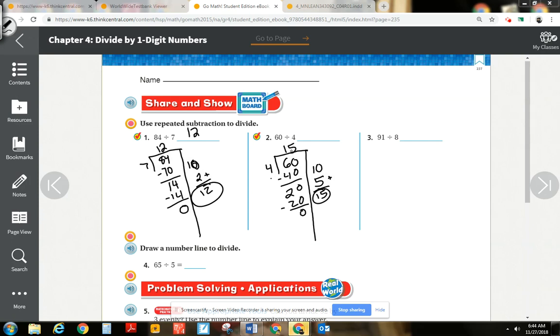Make sure that when you're putting your quotient, you put it on the, not the number line, you put it on the division line here with your place values lined up. Alright, let's try this one.